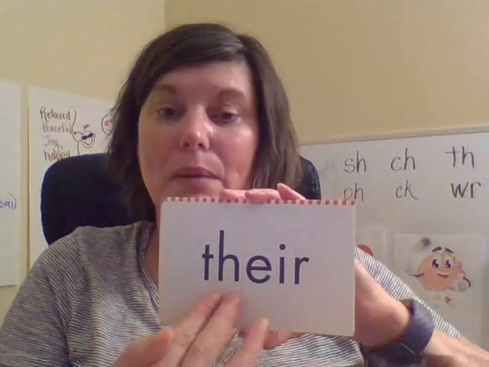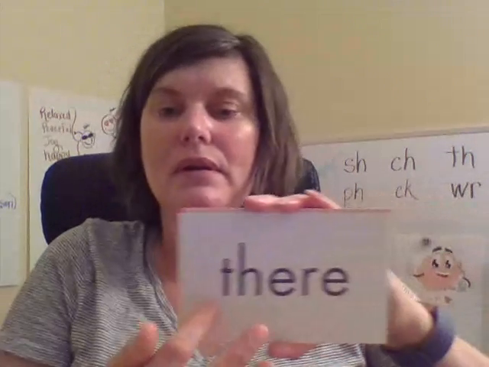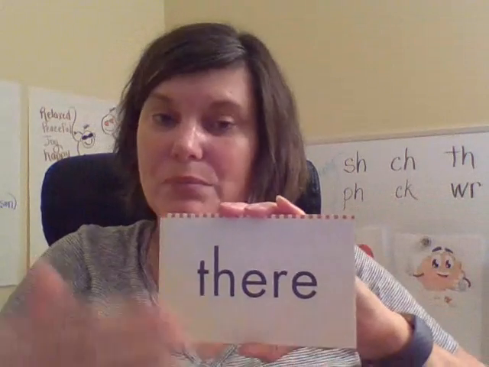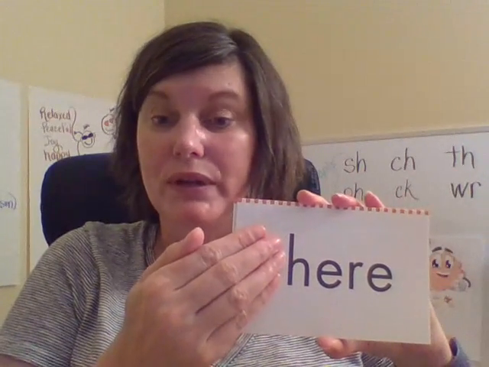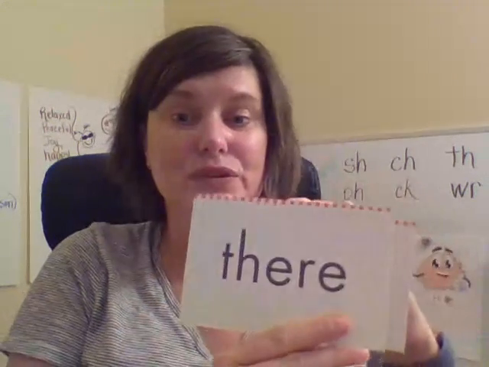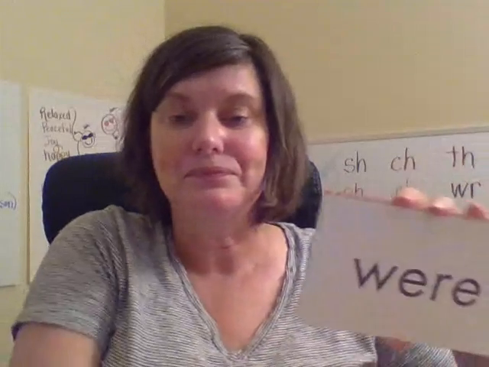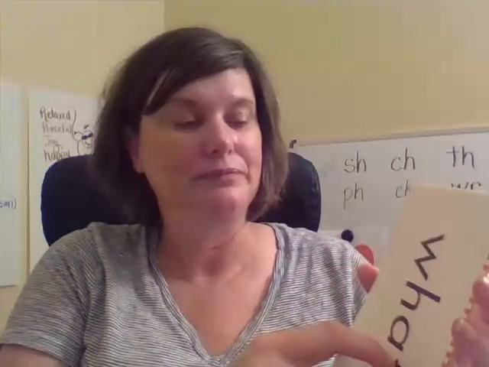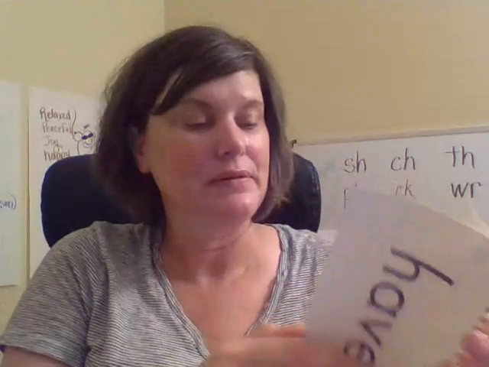Their. Talking about belonging. It is their puppy. There. Talking about the location. Please put it over there. Remember, you see a location word in here. Here. That's how you can remember. This one's talking about a location. Your. Were. What. They. Have. From. Very good.